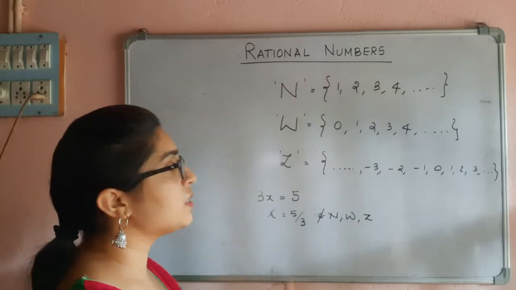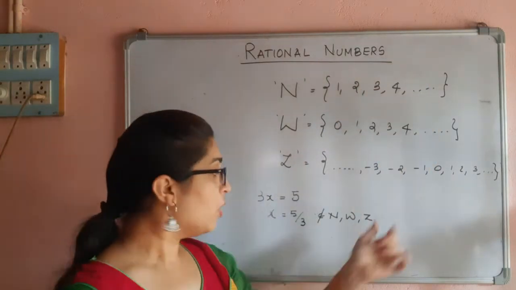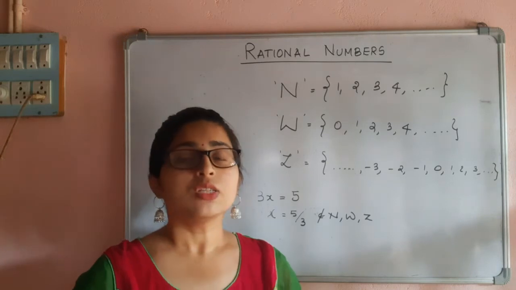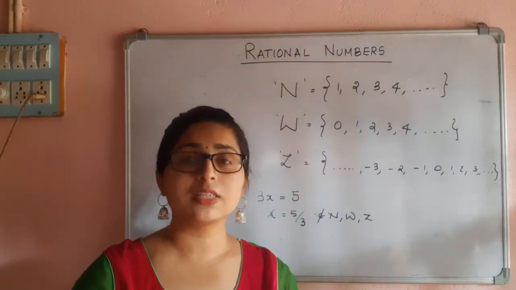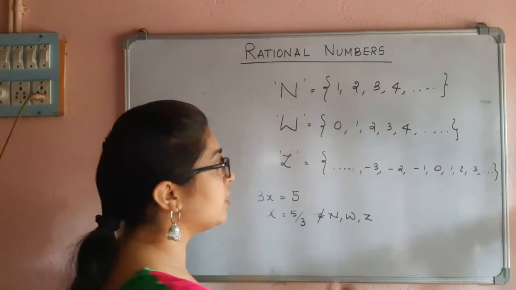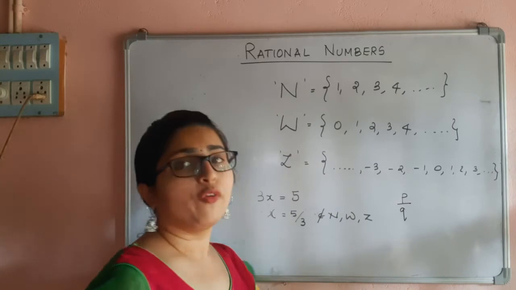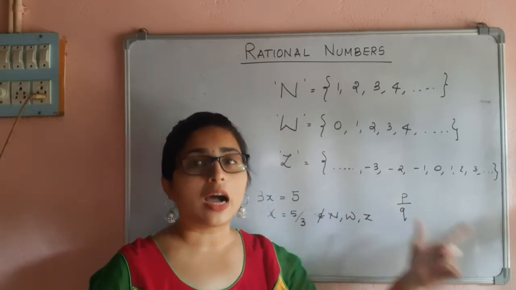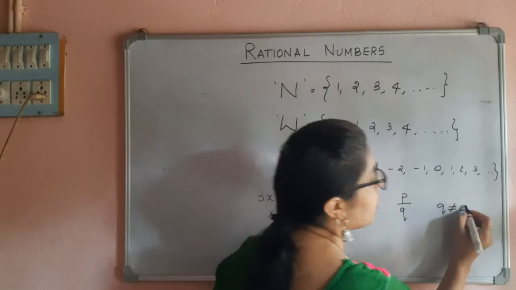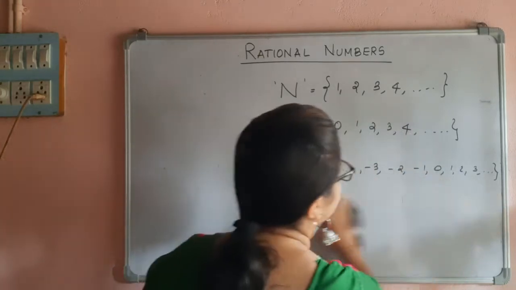So then rational numbers come into the picture. So now 5 by 3 is nothing but a rational number. So what are these rational numbers? Rational numbers are those numbers which are in the form p by q, where p and q are integers and q is not equal to 0. Okay, so you can consider this now.